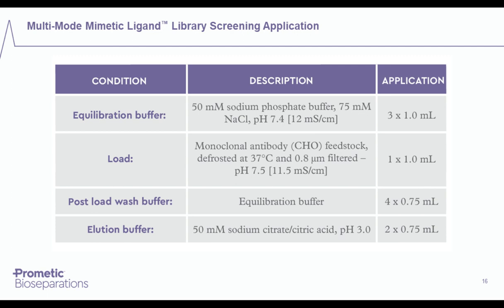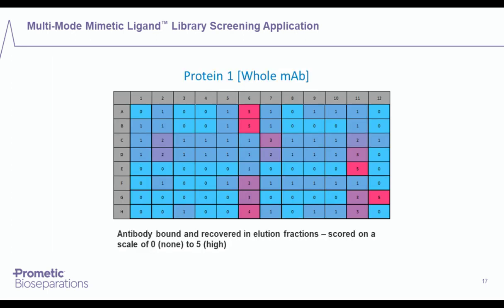As an example of the use of the plates, a CHO feedstock containing a monoclonal antibody was loaded into each column of the library, which was pre-equilibrated with a phosphate buffer matching the pH and conductivity of the feedstock. After loading, all the columns were washed with equilibration buffer to remove any non-bound material, and the elution was carried out with a low pH sodium citrate buffer. The conditions and descriptions and applications are shown here.